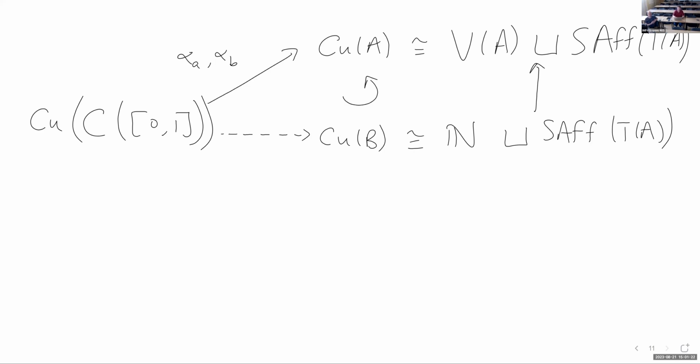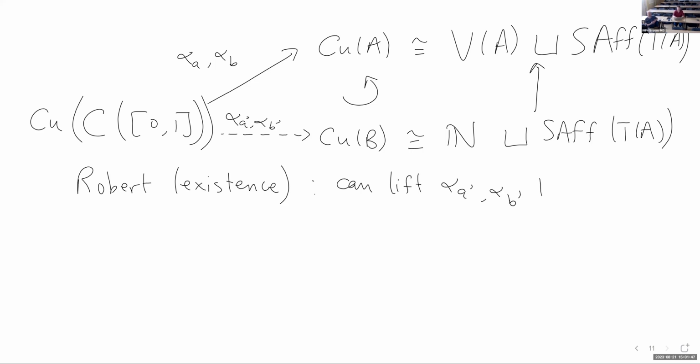All right. By Roberts' theorem, I can in fact lift this to a star homomorphism. So Roberts' existence. So let's call this alpha A primed, alpha B primed. So we can lift alpha A primed, alpha B primed to star homomorphisms C 0, 1 to B. And Roberts, by uniqueness, because I have this commutativity at the level of the Cuntz semigroup.